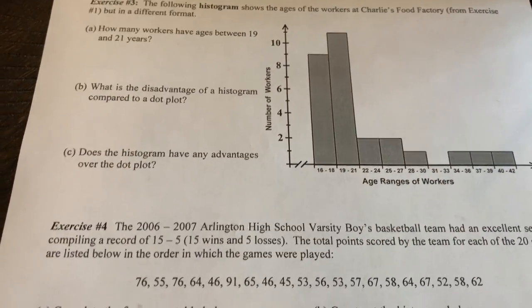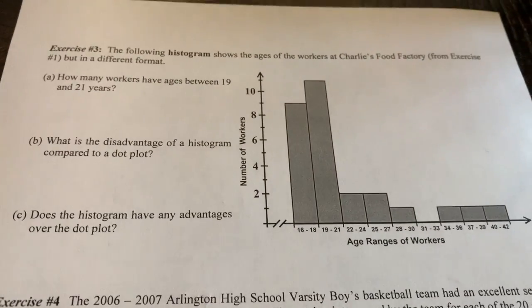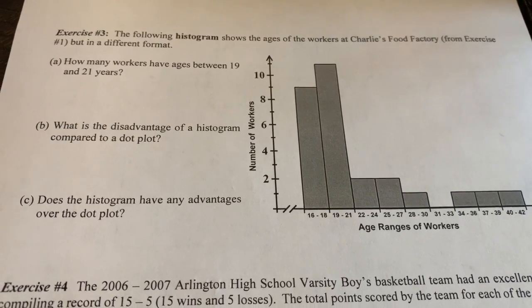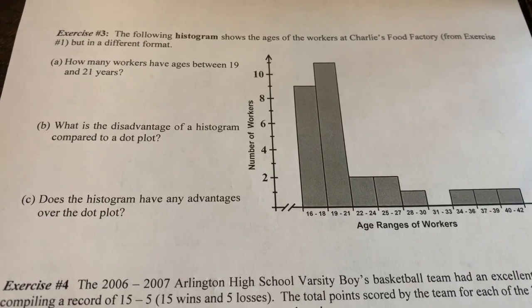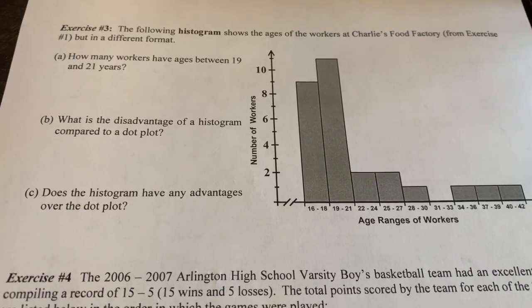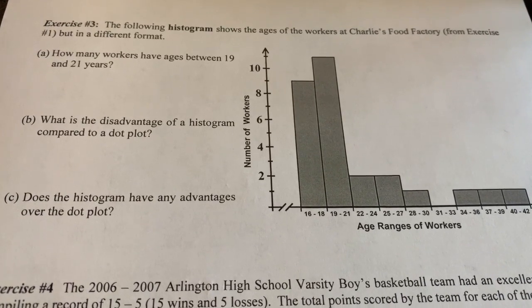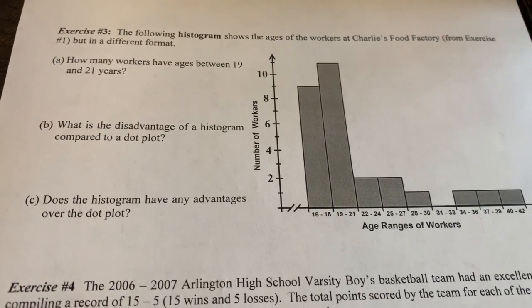All right, let's move on. Now we also learned about histograms back in, I think, 6th grade. Exercise 3, this histogram shows the ages of the workers at Charlie's Food Factory. Same exercise, it's just in a different format. So remember, the difference between a dot plot and histograms is that histograms put things in intervals. Okay, so it's a range of ages instead of the actual number of ages.